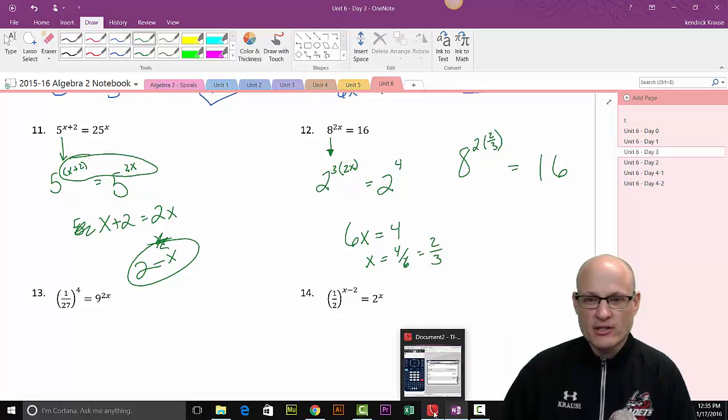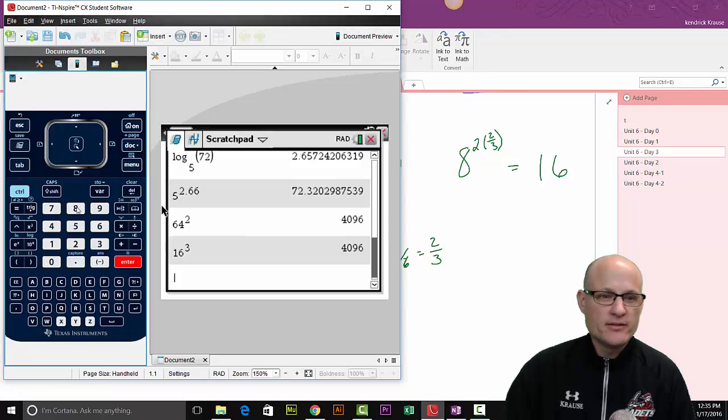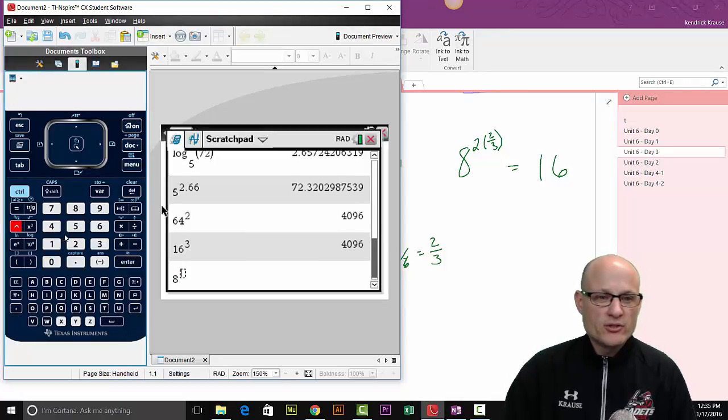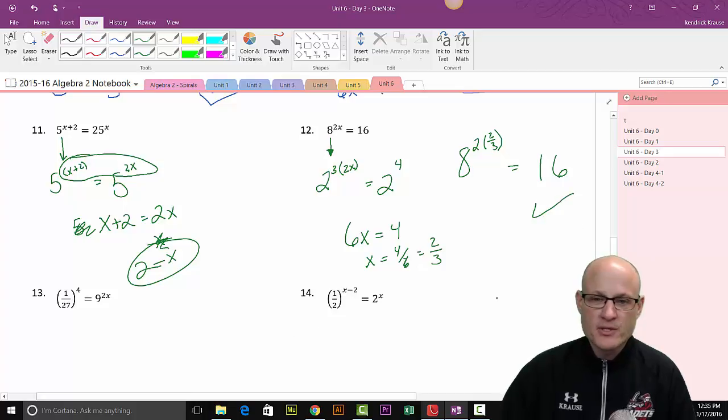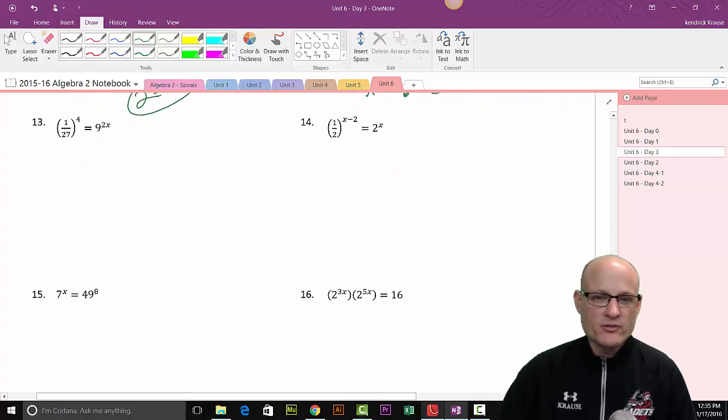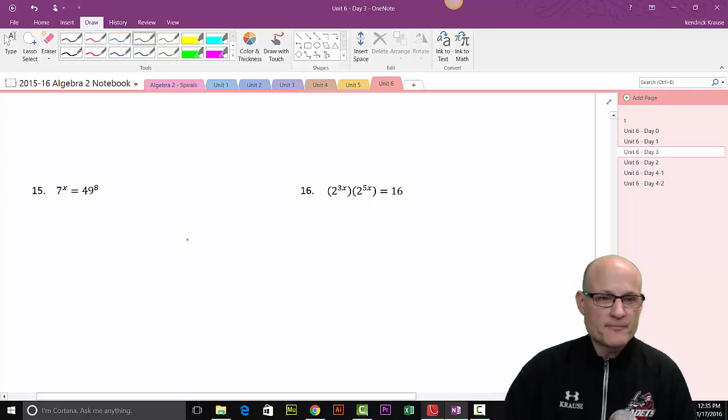So I'm going to grab my calculator. 8 raised to the 2 times 2 divided by 3. 16. There it is. Ka-ching! It worked. All right, I'm going to come back to those fractional ones. Let me do this one down here.